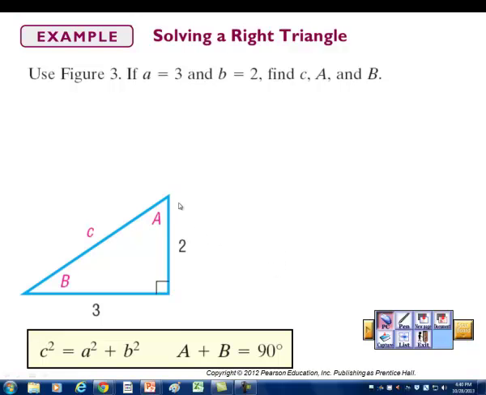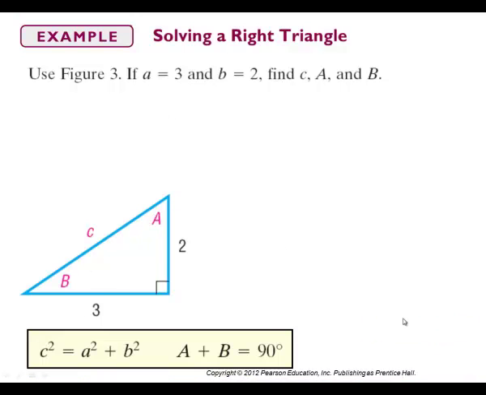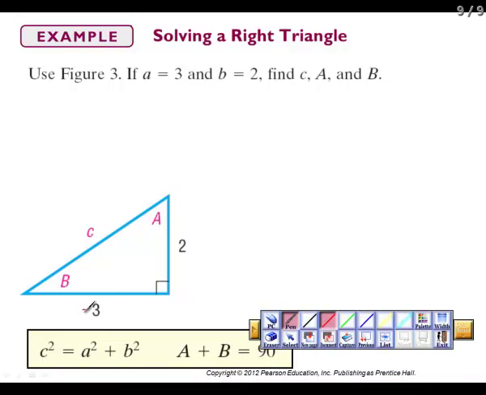Alright, here we have angle A, so this would be side A. So we're saying side A is 3, and that's opposite of angle A. Side B is opposite angle B, and that's 2. This would be angle C here, and the side opposite that would be side C.